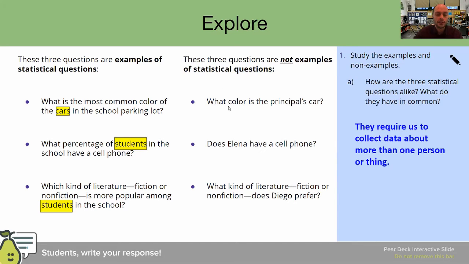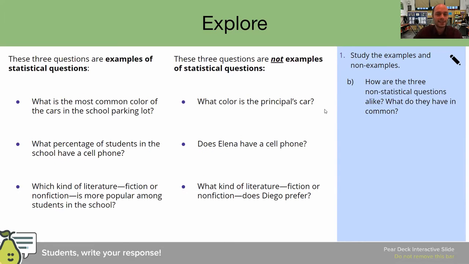Here we go. The first question reads, what color is the principal's car? The second question reads, does Elena have a cell phone? And the third question reads, what kind of literature, fiction or nonfiction, does Diego prefer? Okay, so with that said, the next question they want to ask us in regards to these three questions is, how are the three non-statistical questions alike? What do they have in common? So please pause the video. Now that you have seen examples of statistical questions, and now you see examples that are not statistical questions, what do these non-examples of statistical questions have in common? Please pause the video and let me know.